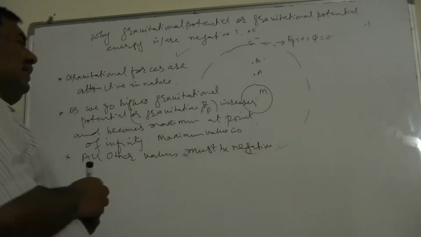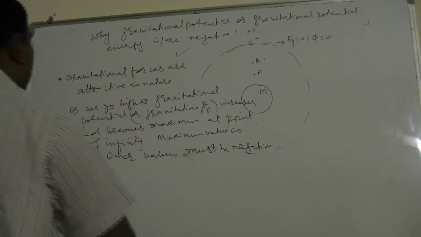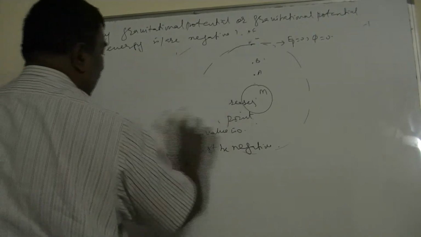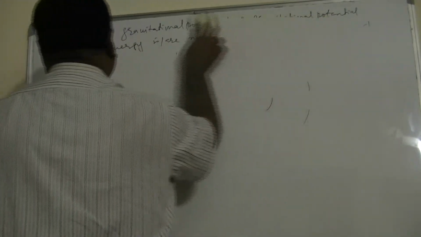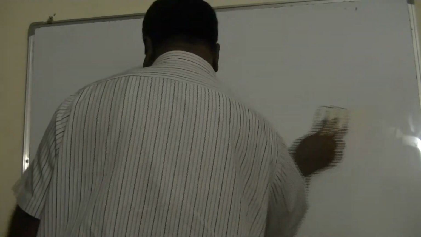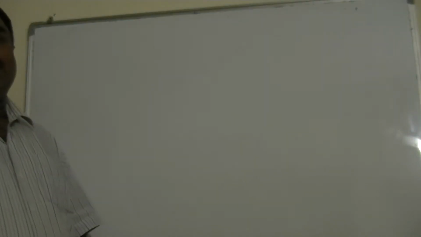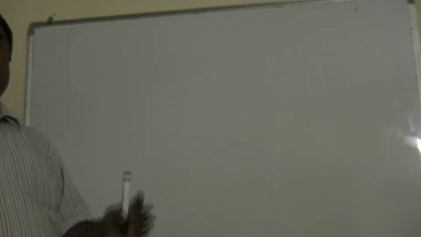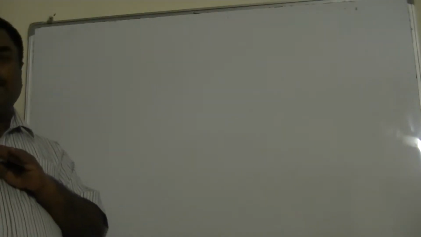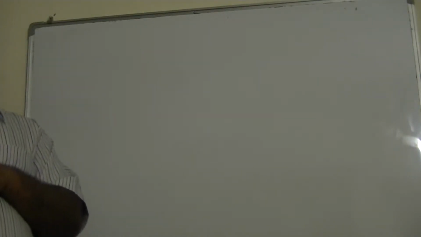First thing, always write gravitational forces are attractive in nature. Second, write if we go higher and higher, gravitational potential or gravitational potential energy increases, and it becomes maximum at the point of infinity. But the maximum value of gravitational potential or potential energy is 0 at the point of infinity. So it means all other values must be negative.